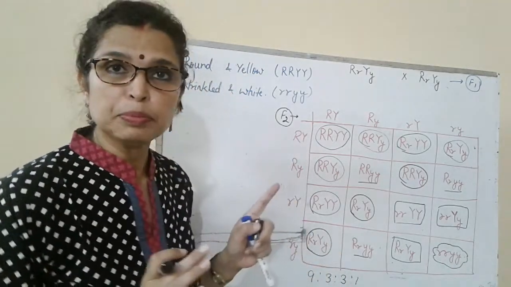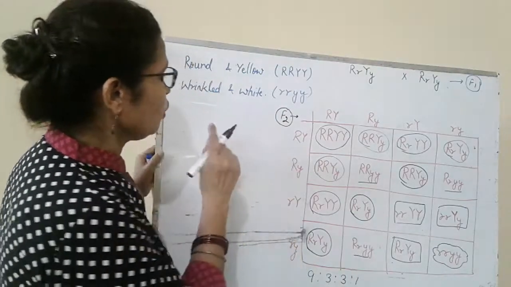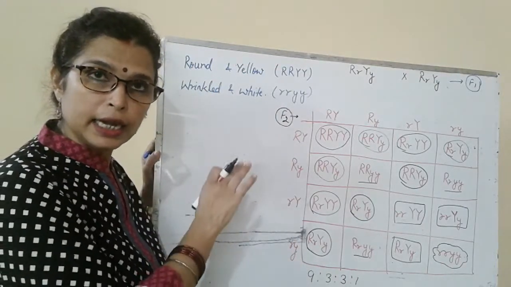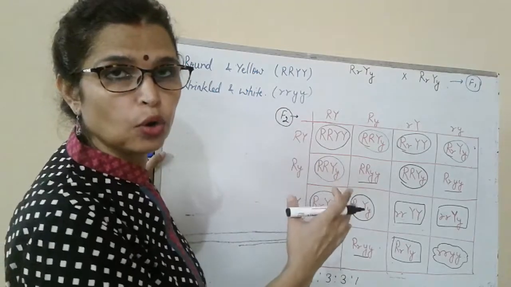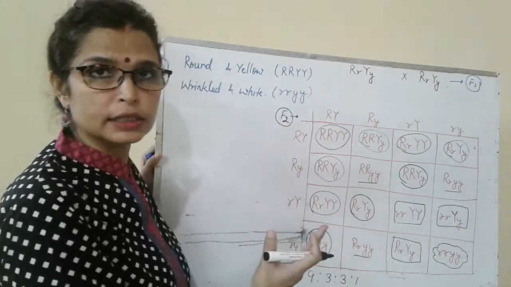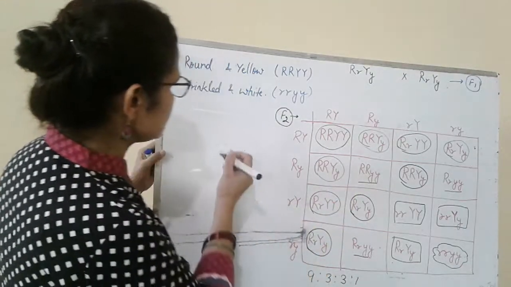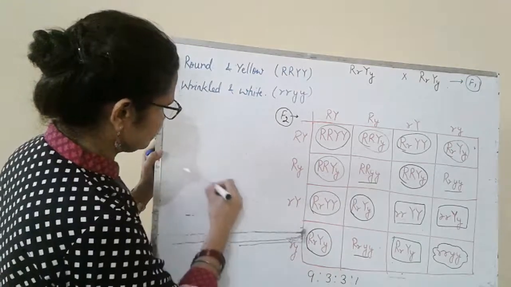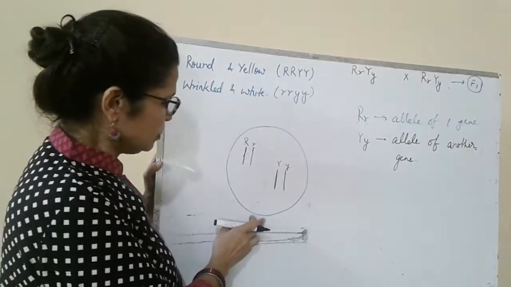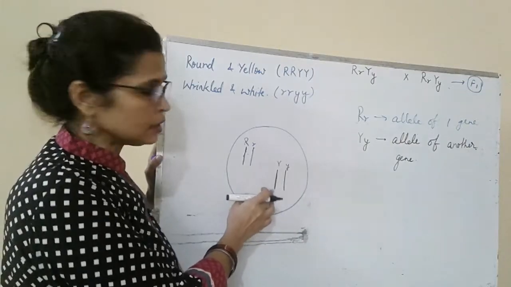That means, in simple words, the allele of one gene can assort or go with the allele of another gene. Let's try to understand with this figure. This is the schematic diagram. The homologous chromosomes are present.